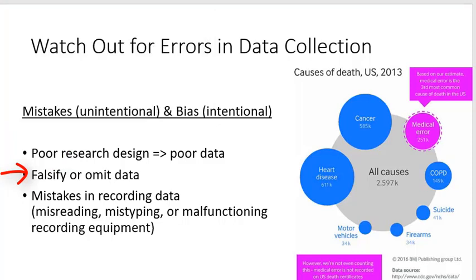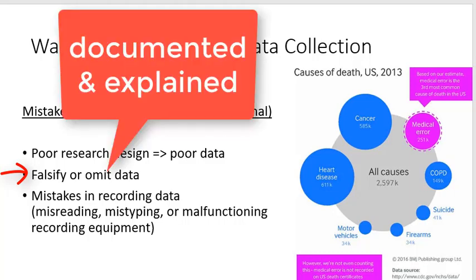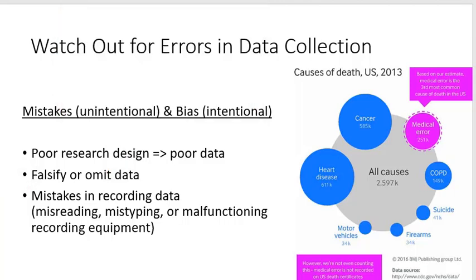Omitting data could be intentional or unintentional. And sometimes, if it's intentional, it's not necessarily for nefarious reasons. There are some very good reasons to omit data. It just has to be clearly addressed and logically explained. And sometimes there are unintentional errors in the data because someone misread a measurement, mistyped the data, or because the recording equipment is malfunctioning.